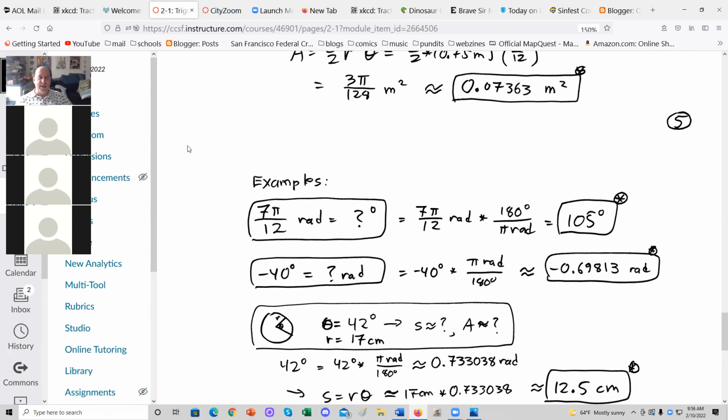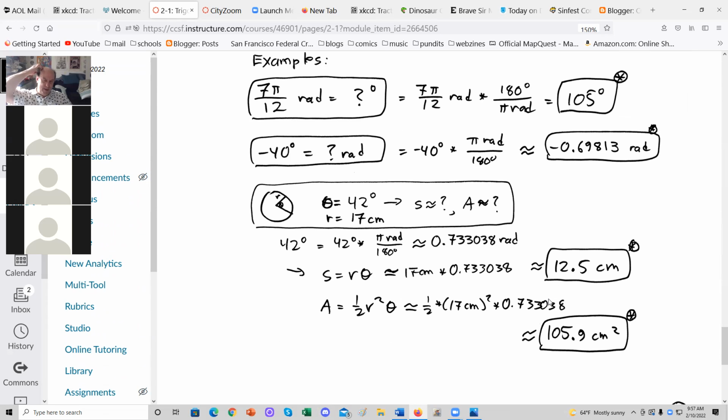Negative 40 degrees. Now that's a clockwise rotation. How many radians? So, okay. Degrees here, so we have to multiply by radians per degree for the degrees to cancel out. So it's negative 40 degrees times pi radians for every 180 degrees. After canceling and reducing, that's approximately negative 0.69813 radians to 1 part in 100,000.